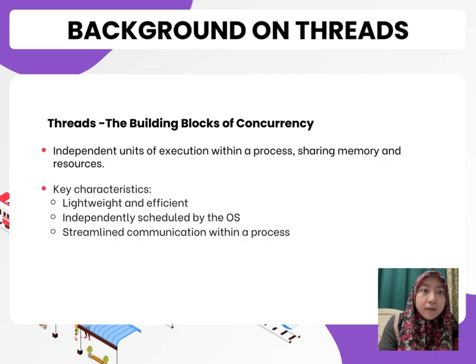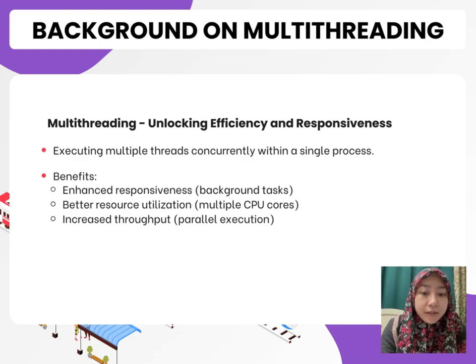About thread. A thread is an independent unit of execution within a process, sharing memory and resources to achieve lightweight multitasking and streamlined communication. Next, multithreading is executing multiple threads concurrently within a single process.